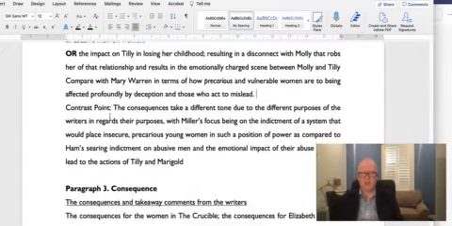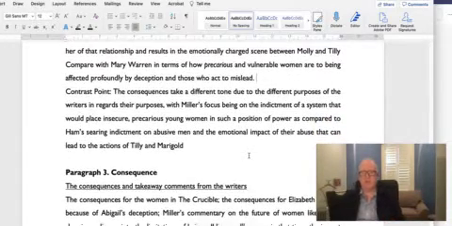And then here, the contrast point: the consequences take a different tone due to the different purposes of the writers, with Miller's focus being on the indictment of a system that would place insecure, precarious young women in a position of power, as opposed to Ham's searing indictment of abusive men and the emotional impact of the abuse that can lead to the actions of Tilly and Marigold.